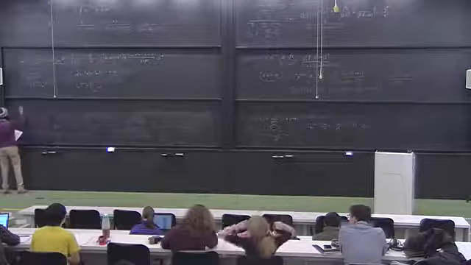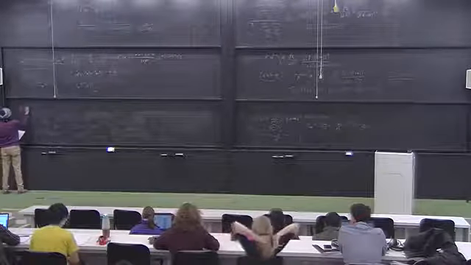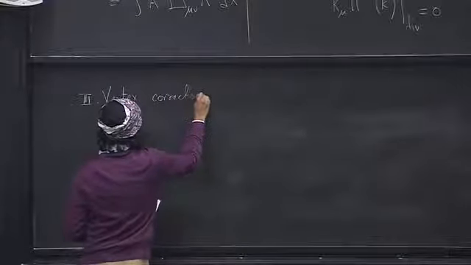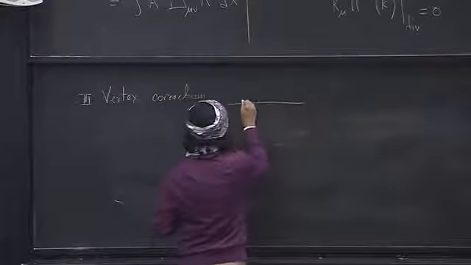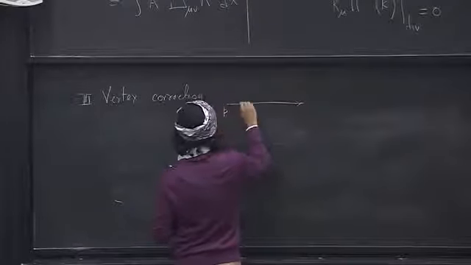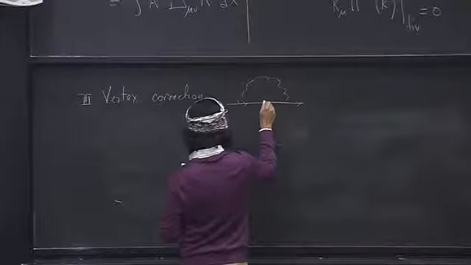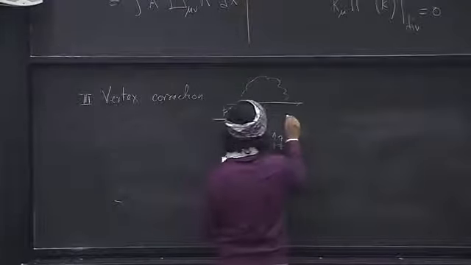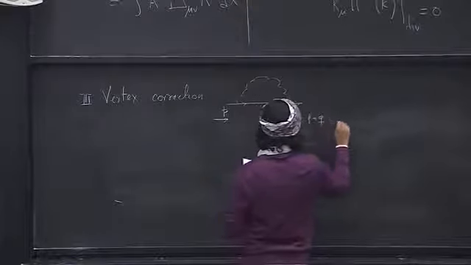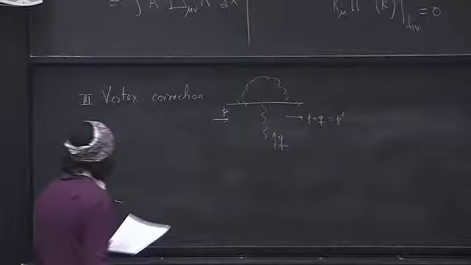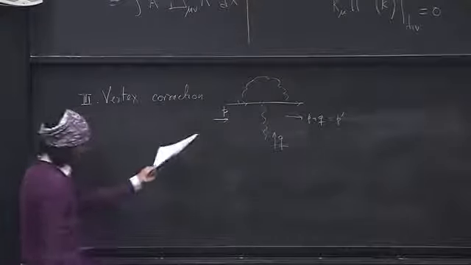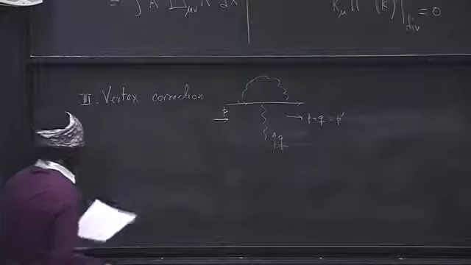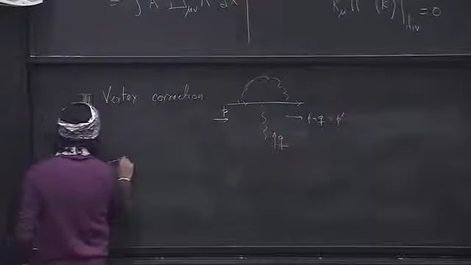So the third is the vertex correction. Some p coming in, and then some q going in like that, and p plus q is p prime going out. I will give you the divergent part of it in a moment, but Dan will treat this more carefully. But there's also the tadpole diagram.